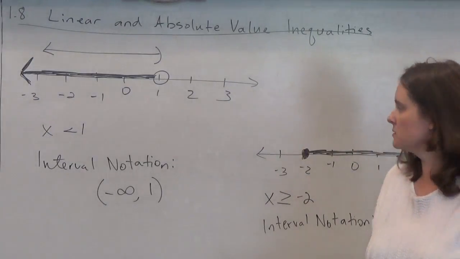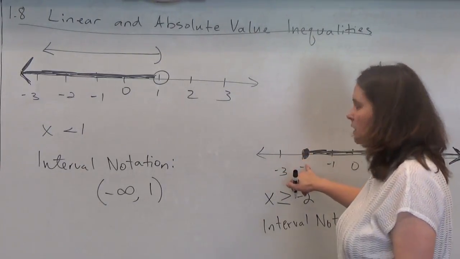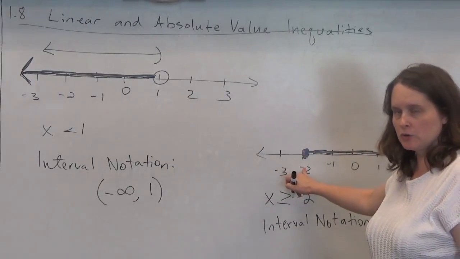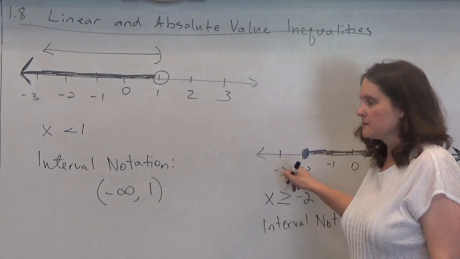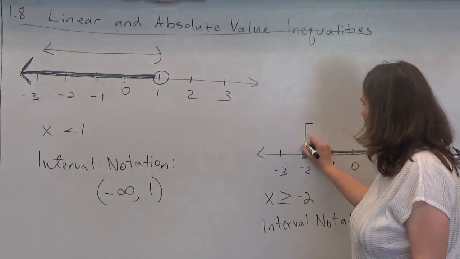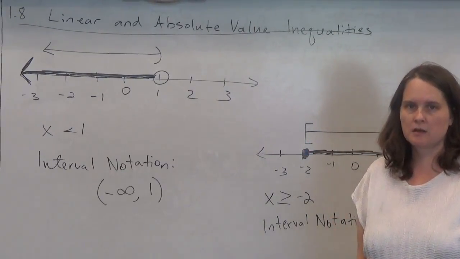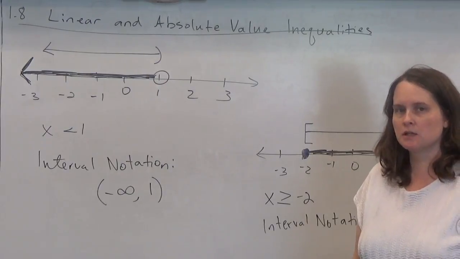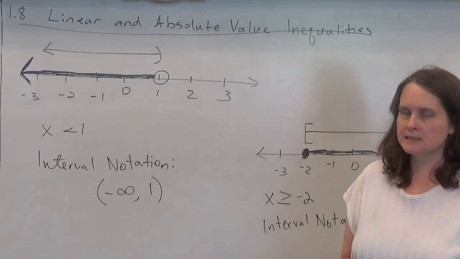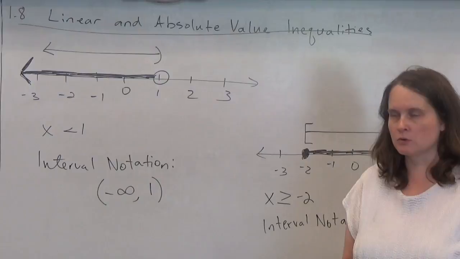In this course, we will be using another symbol that means the same thing as the closed circle. We're going to use a square bracket. So we can draw a square bracket like this, and then shade everything to the right. So the square bracket replaces the closed circle. The round parentheses symbols replace the open circles.